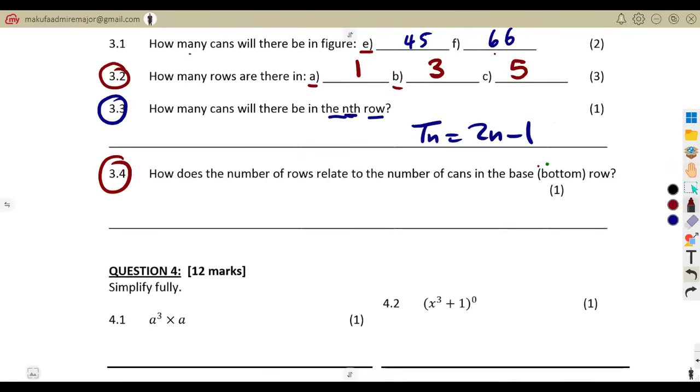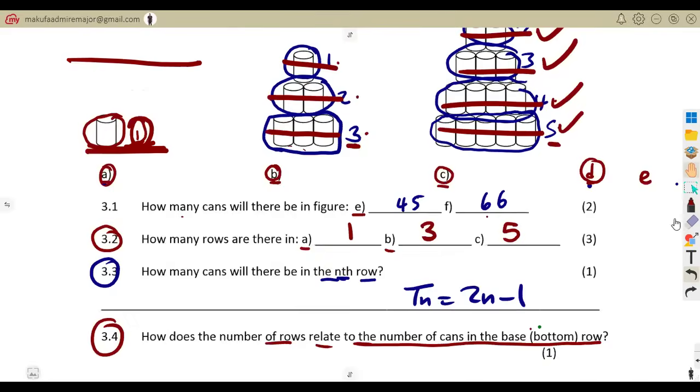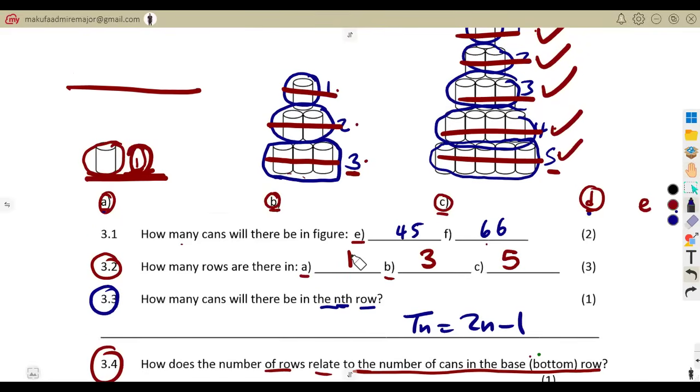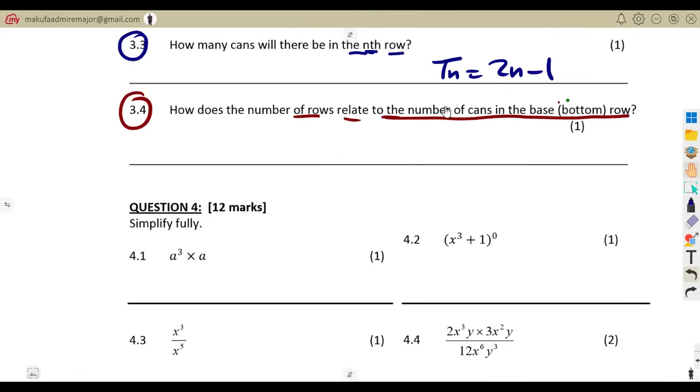So on 3.4, how does the number of rows relate to the number of cans in the base, or the bottom? This is what I was explaining before. If we see properly, the number of rows that we have is the number of cans that we have on the bottom. We have 3 rows. How many cans are we having on the bottom? 1, 2, 3. We have 5 rows, in terms of the rows that we counted. How many cans do we have on the bottom? There are 5 cans. So the number of rows is equal to the number of cans on the base. It is exactly the same.